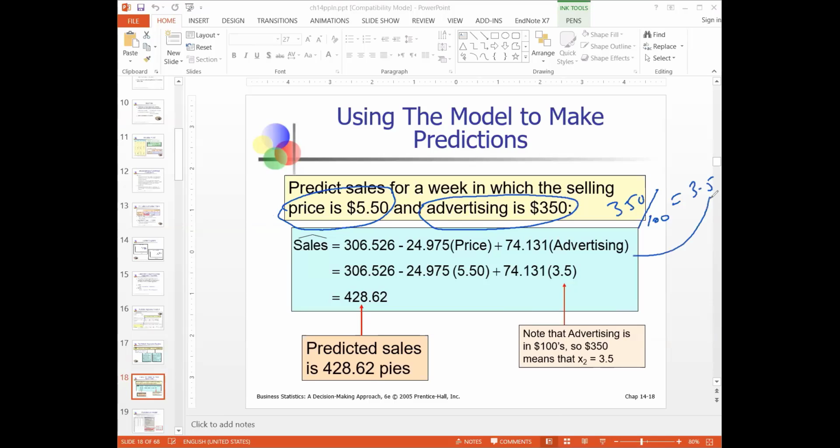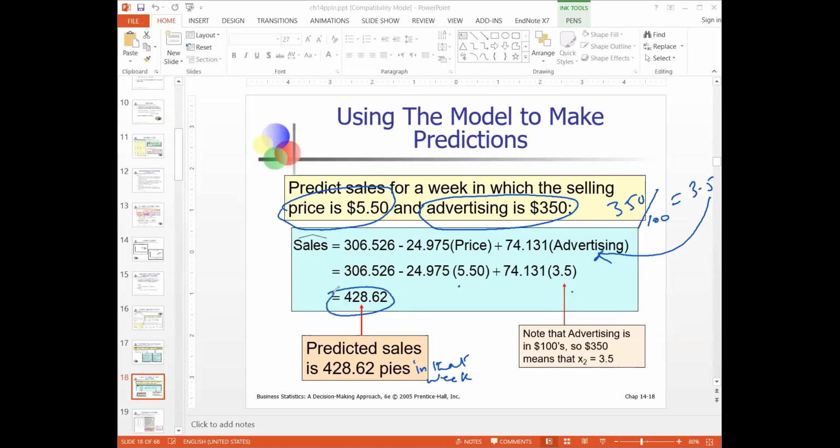So I have to convert it into relevant units. And then price is 5.5, so I will put that in. So I know that if my price is 5.5 and my advertising expenditure is $350, then my expected sales are 428.62 pies in that week. So if the price for that week is this and the advertising expenditure is this, my estimated value of sales is this.